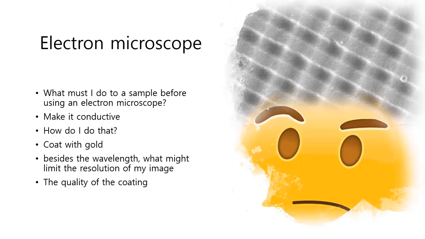So what about sample preparation? What must I do to a sample before using a microscope? Well, you must make it conductive. How do I do that? Well, you must coat it with a conducting material. It could be gold, it could be silver, it could be copper, it could be carbon. Besides the wavelength, what might limit the resolution of my image using the electron microscope? Well, that's easy. It's the quality of the coating, particularly the grain size of the coating material.